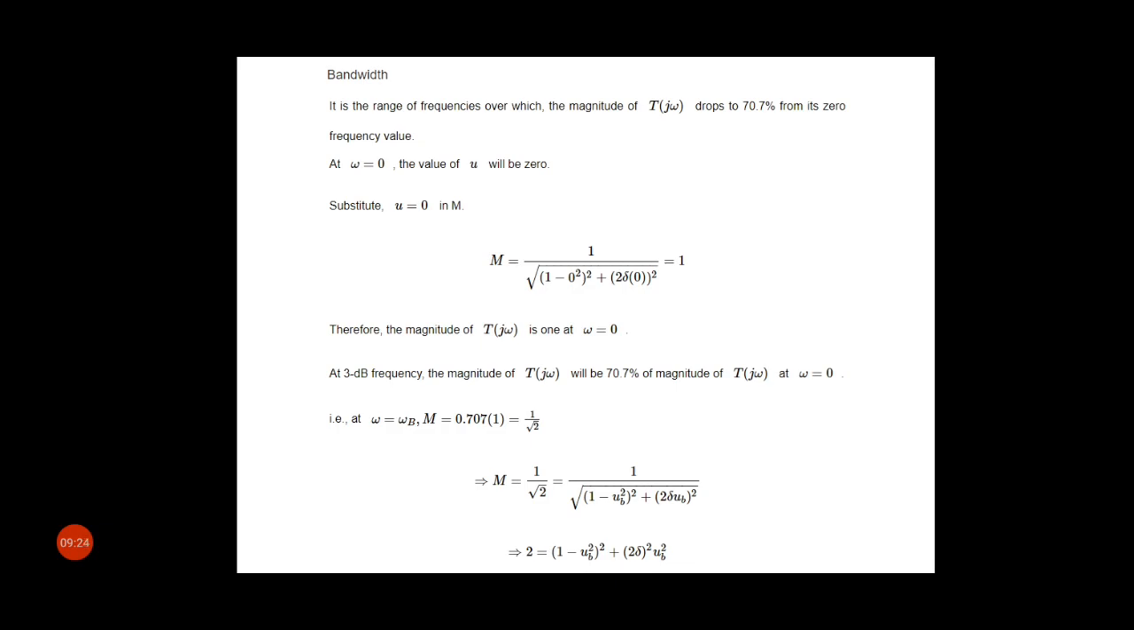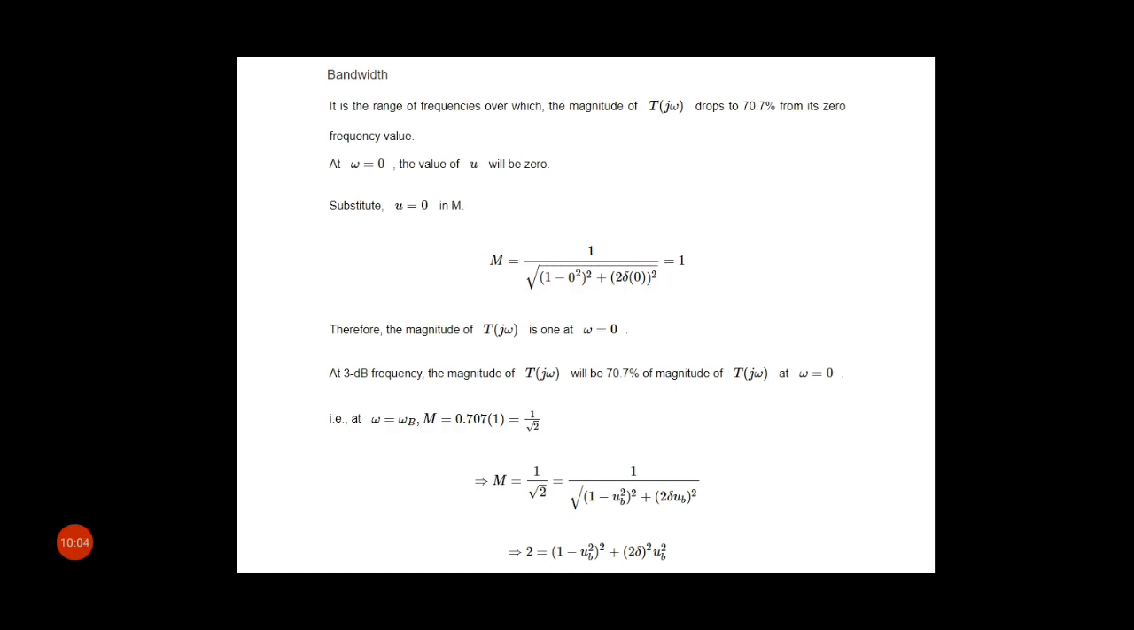Clear? So at omega equal to 0, the value of u will be 0. Now substitute u equal to 0 in our M equation. Then our M is equal to 1. Therefore the magnitude of T(jω) is 1 at omega equal to 0.